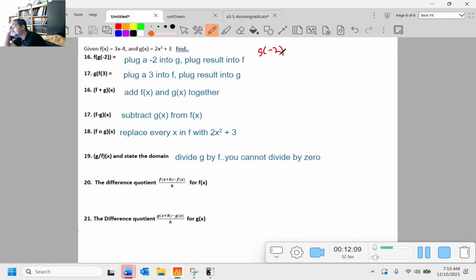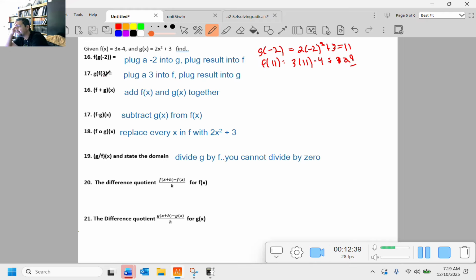G of negative 2 is 2 times a negative 2 squared plus 3. Notation is going to kill y'all. That's going to be 4 times 2 is 8. 8 plus 3 is 11. And now what we're finding is we're going to find f of 11. Okay? I'm going to plug 11 into this one. It's 3 times an 11 minus 4, which is 33 minus 4, which is 30. Yeah, not 33. It's not 30. It's 29.